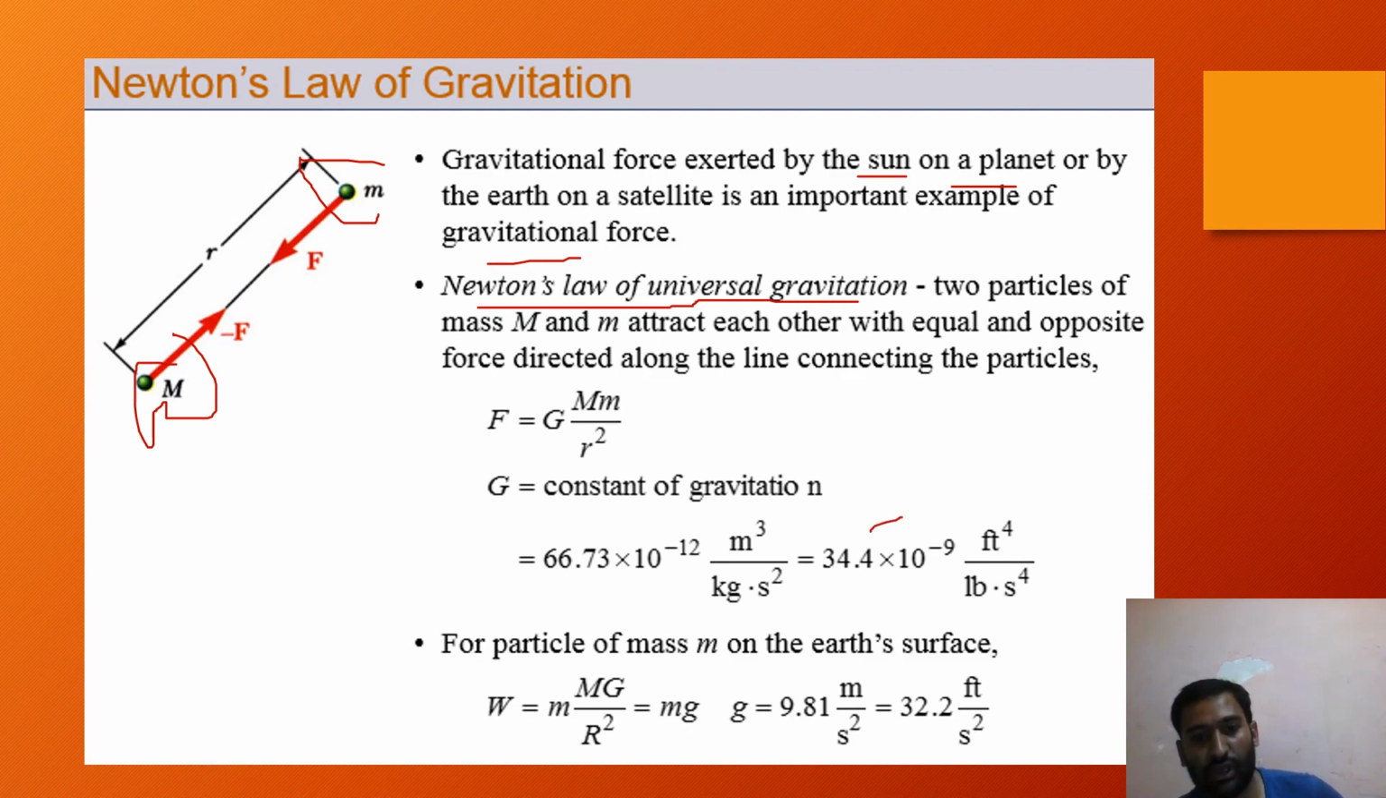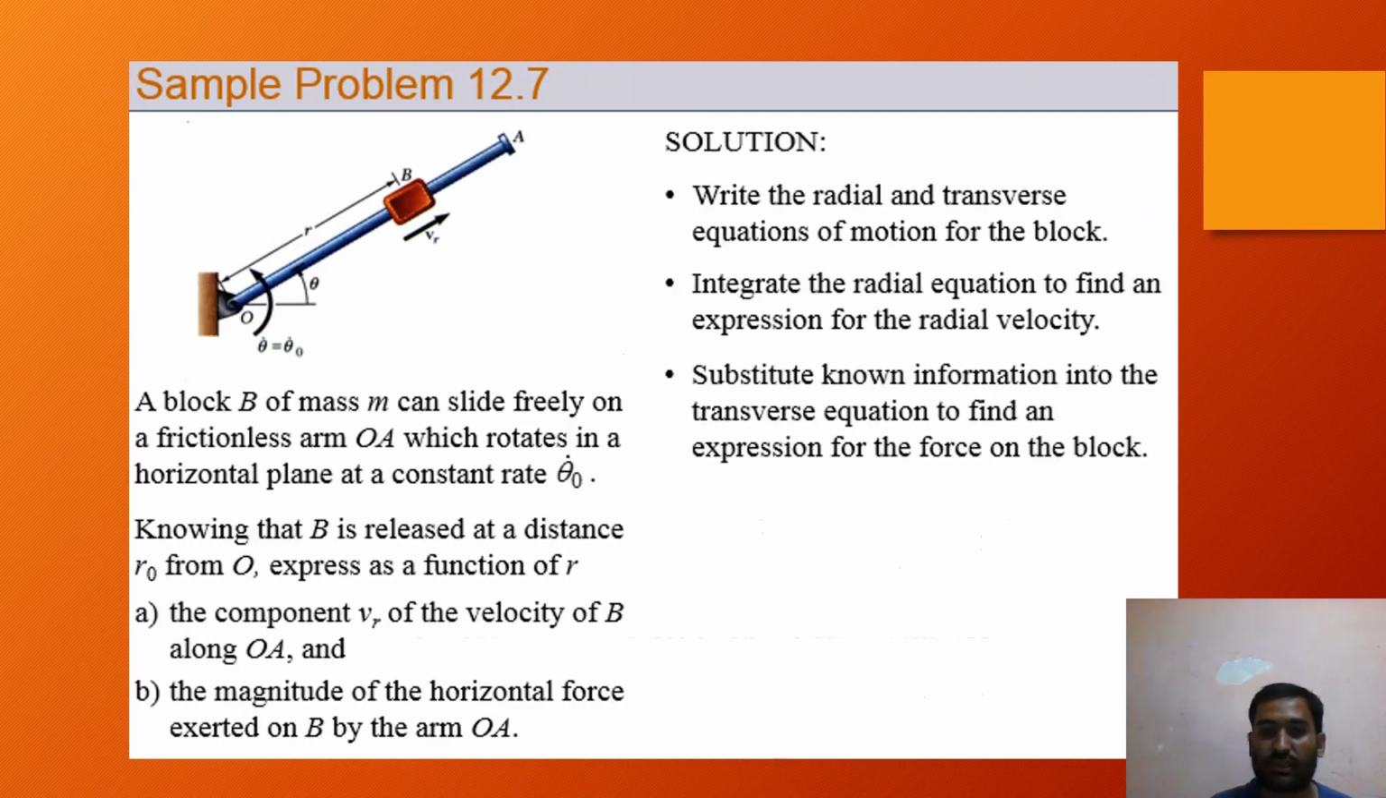For a particle of mass m on the earth's surface, W is equal to G M m over R squared, which is equal to mg. Okay, what is the value of g in SI units? In SI units it is 9.81 meters per second squared. If it is British units, you can write it in this form: 32.2 feet per second squared.